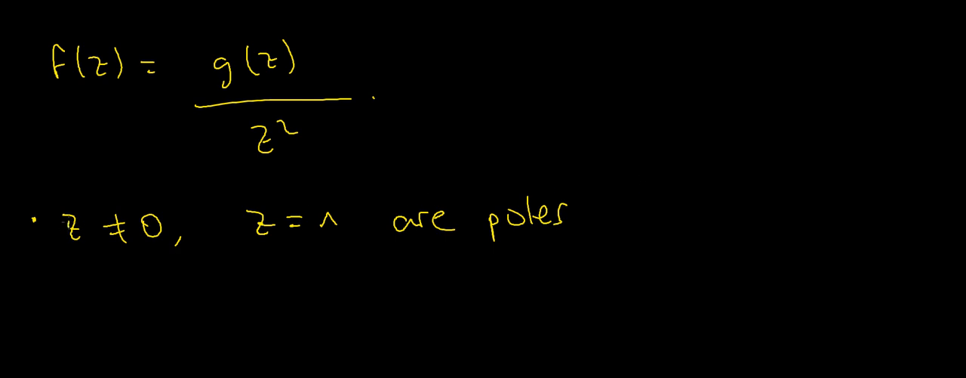Maybe I should write n is not equal to 0 in this case. And these are of order 1. Now you can see that the reason I set n not equal to 0 is because I've also got an extra pole, an extra double pole in fact, at z equals 0.